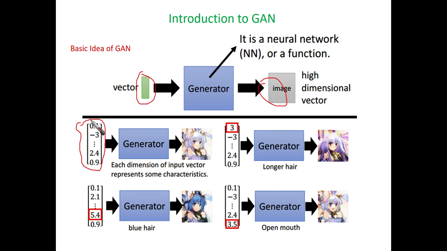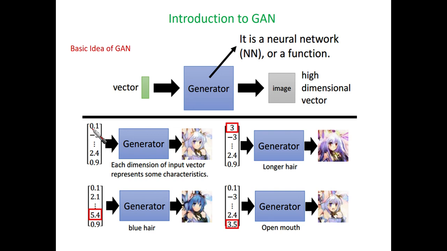This is a random vector. We can think of each dimension, and the generator's output is, let's say, an image like this. We can think that each dimension of the input vector represents some characteristic of the output image. I mean, there is no such thing, but metaphorically or analogically, we can say that each dimension causes something in the image.